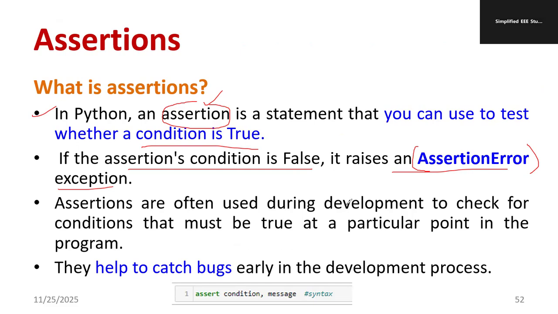Assertions are commonly used during program development. In case any bugs happen, we can easily identify them by using assertion. So we can easily catch the bugs at the early stages of program development. The keyword we use for assertion is assert. The syntax is: assert condition, comma, message. It is mainly used for program development and it will be helpful for testing as well. So that is the basic idea about assertion.